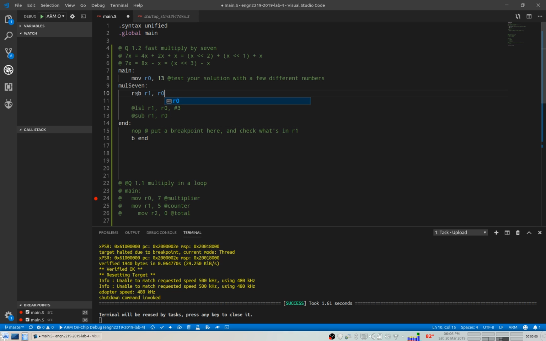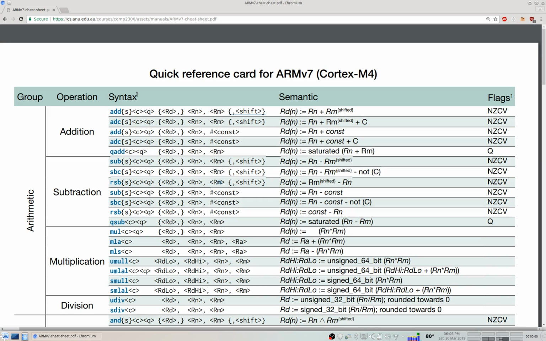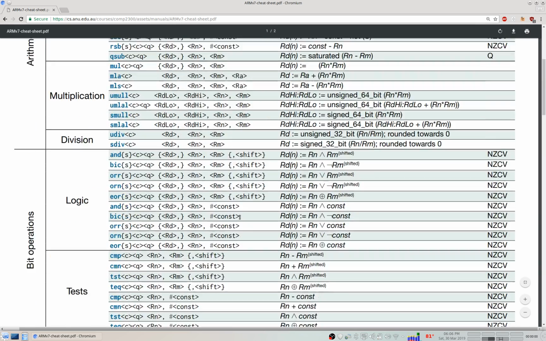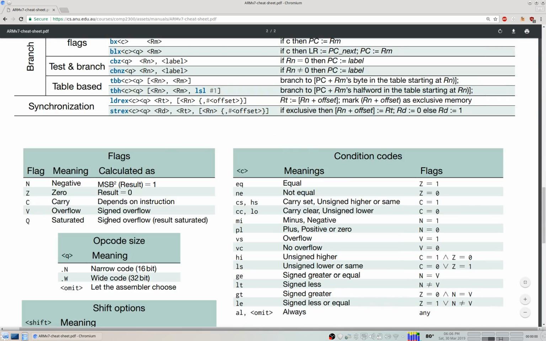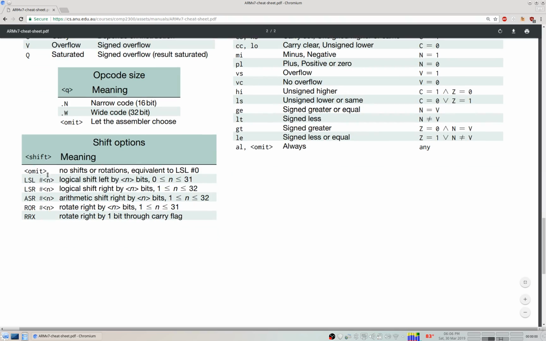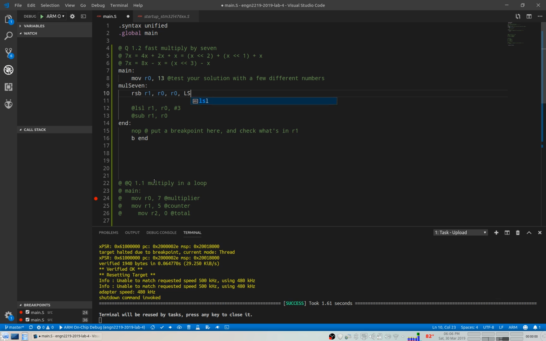R1, R0, R0, and then how does the shifting work? So you have to put in something of the form shift. If we have a look at the bottom of the cheat sheet, we've got this part here, which tells us how to shift. We want a logical shift left by 3 places, so we put LSL #3. So you should read this as R1 is now equal to R0 shifted across by 3, and then subtract R0. And this thing is equivalent to 7 times R0.